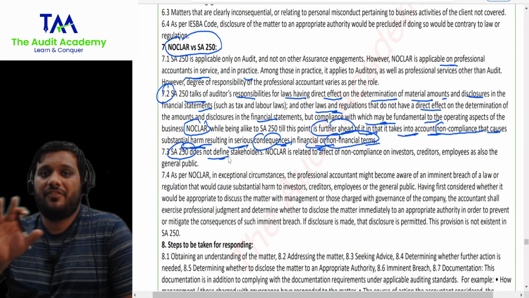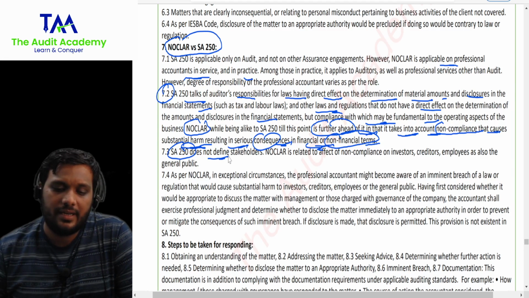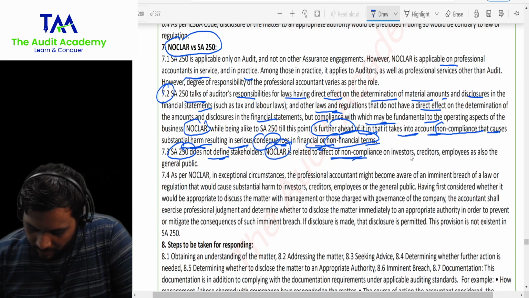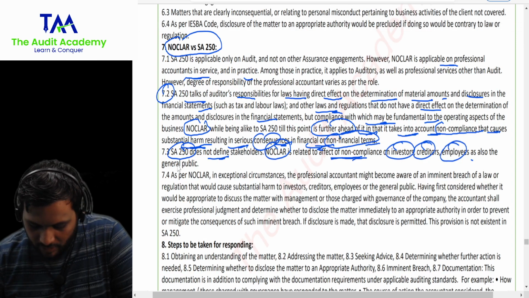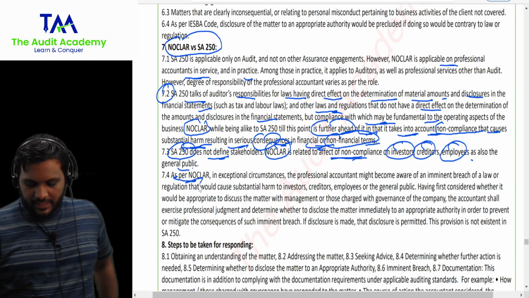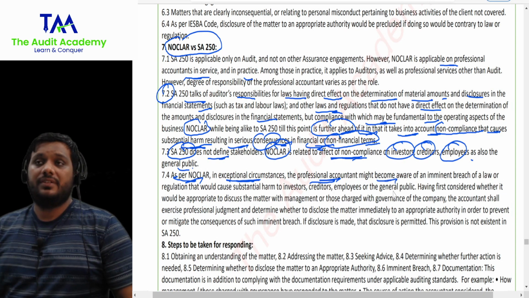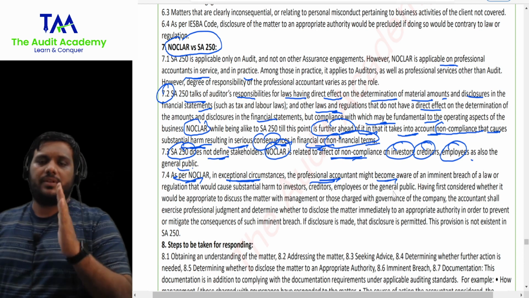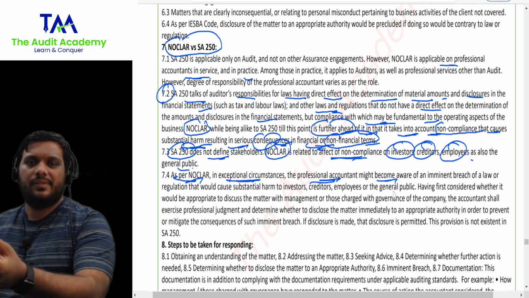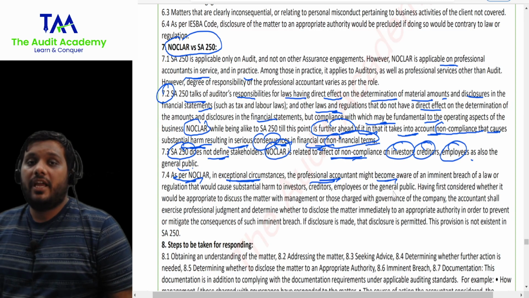Now look at this. SA 250 does not define stakeholders. SA 250 does not clearly say who will be affected with these laws and regulations, to whom you are accountable. NOCLAR clearly defines that the non-compliance can have an impact on investors, creditors, employees, as also the general public. But that's okay, not a major difference. Next, as per NOCLAR, in exceptional circumstances, the professional accountant might become aware. Whenever they use the word professional accountant across the whole NOCLAR concept, they are talking about CA in practice as well as CA in service. CA in practice will serve clients, CA in service will serve employers. Currently, it is restricted for CA in practice who are conducting audit of listed entities and CA in service who have been employed by listed entities.